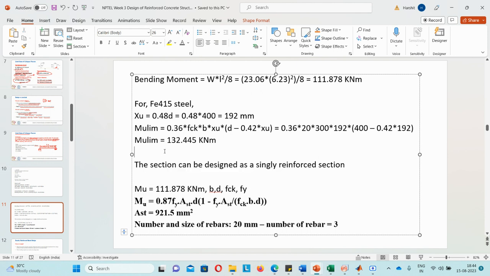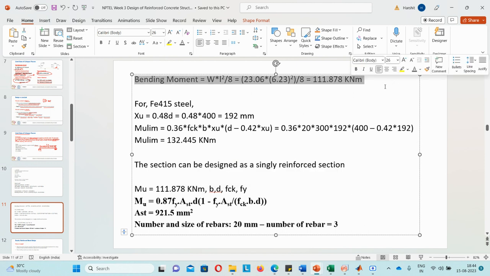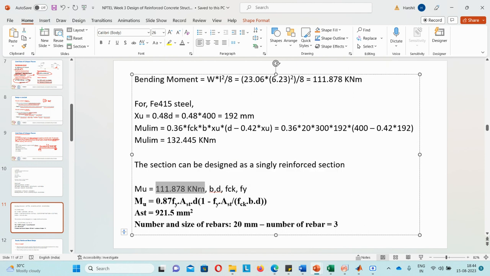In this case, we have calculated for steel 111.878. This is the bending moment that is acting on the beam. We have not calculated this value from steel or anything. This is due to the load that is acting on the beam.